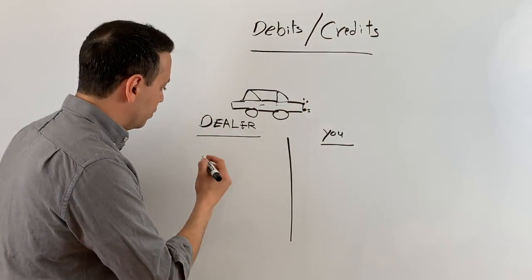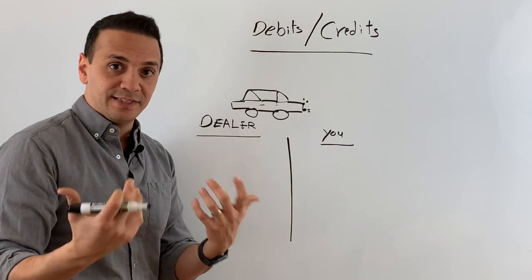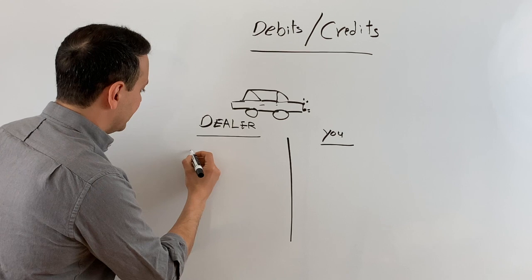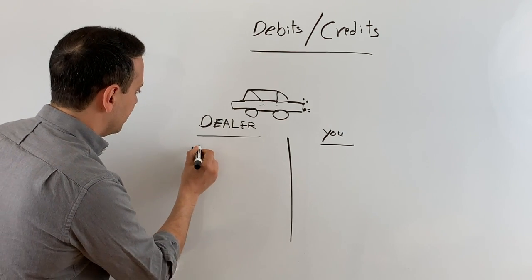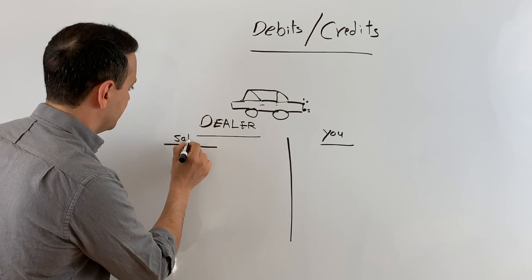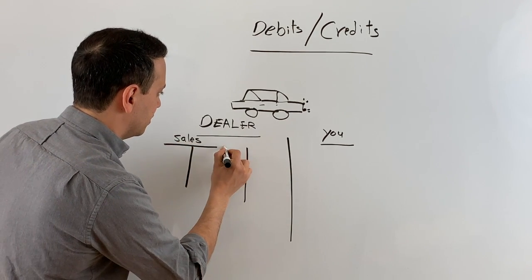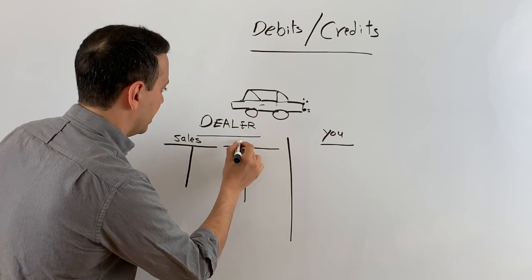And so we record debits and credits in the form of a T account. Let me explain what a T account is. In this case, they'll have a T account for sales and a T account for cash.